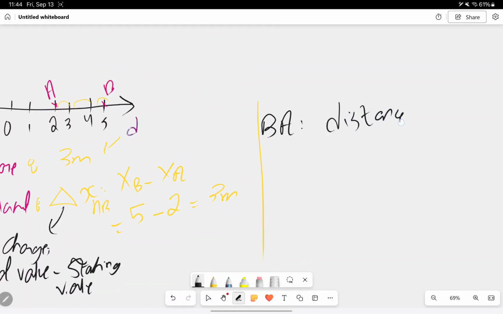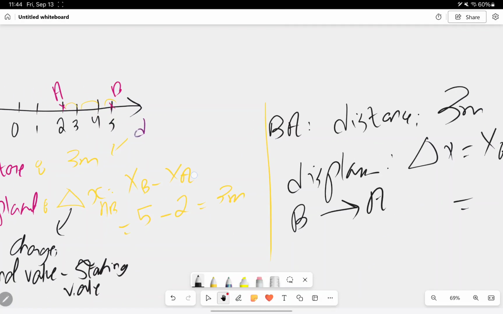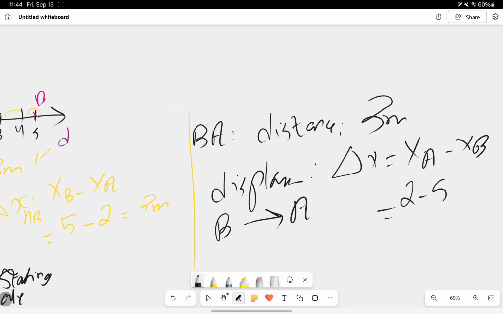Distance is gonna be the same. Always distance is gonna be a positive number. Gonna be 3 meters. But displacement here changes. Why does it change over here? Because I'm moving from B to A. So delta x over here is gonna be x for A minus x for B. So it's gonna be 2 - 5, equal to -3 meters.